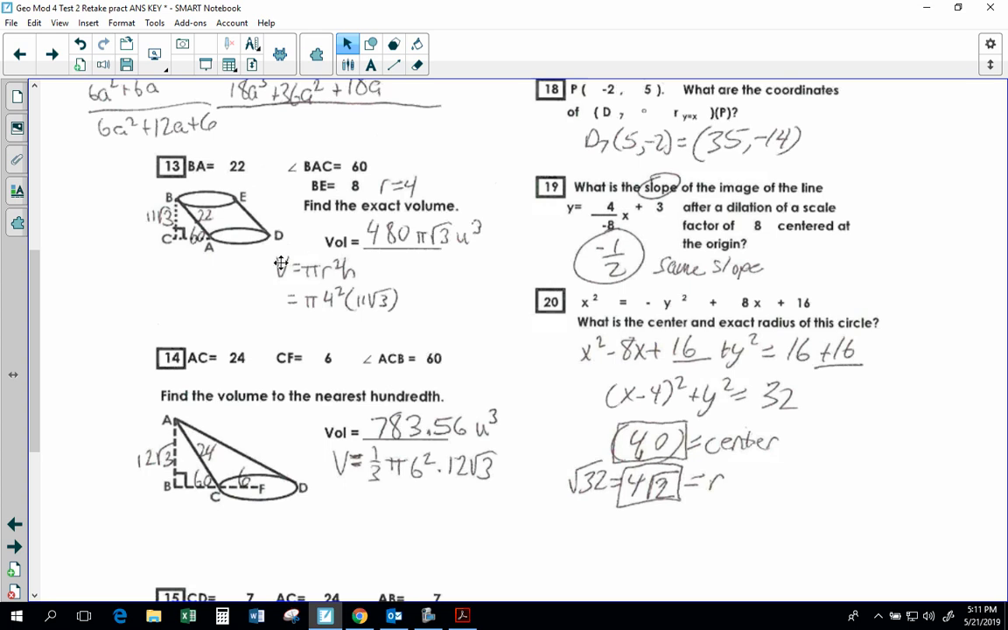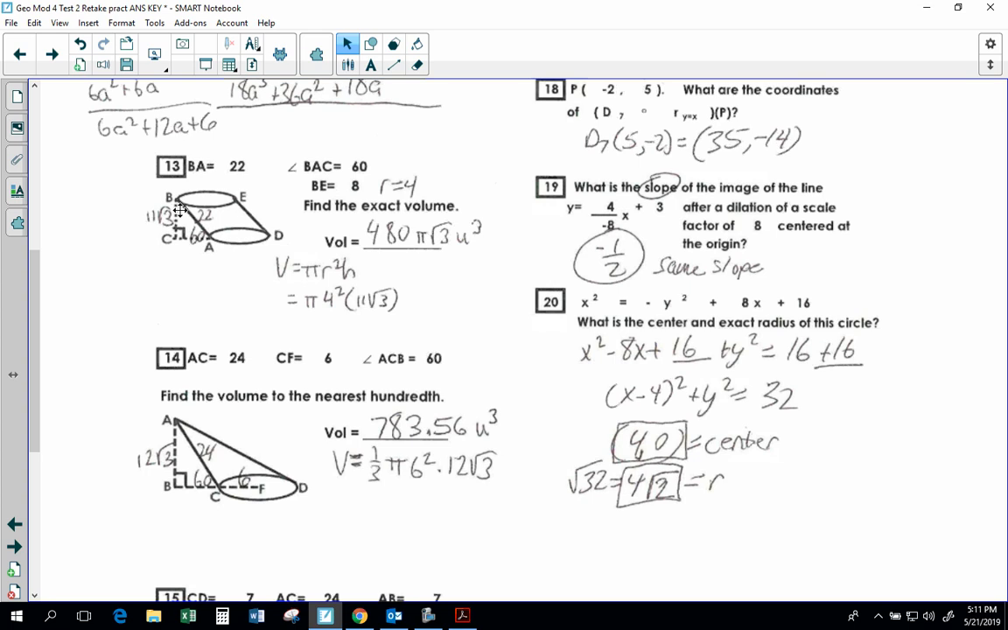Okay, so I look at what's given here. Fill in the given information. BA is 22. Put a 22 right there. Angle BAC is 60 degrees. Put a 60 right there. BE, which is the diameter, is 8. So that means the radius is 4 right there. Okay, now I'm just filling in the formula. Pi r, which I already just calculated 4, so 4 squared. And now I need to calculate the height.